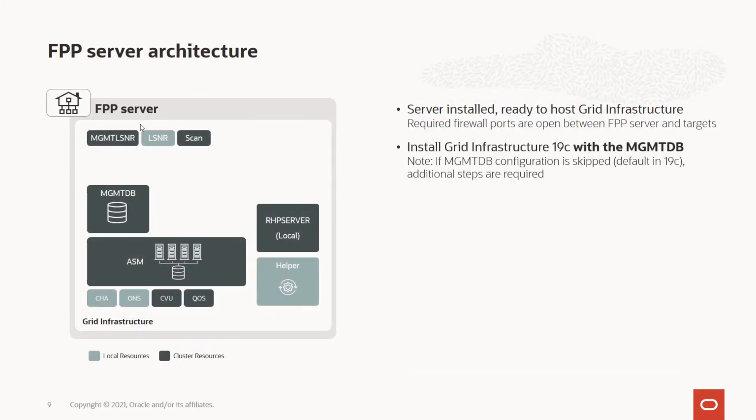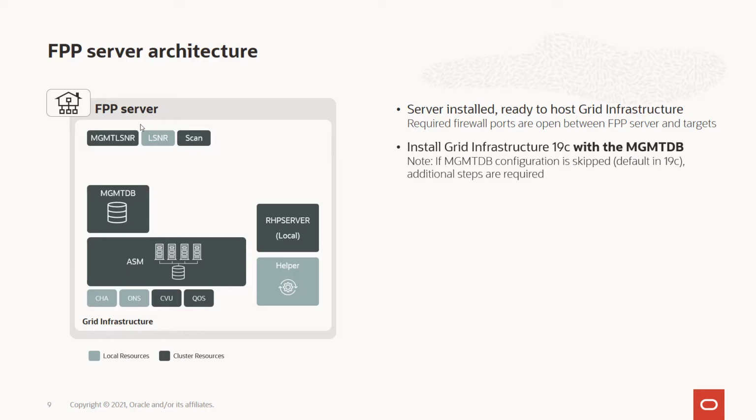So what's the architecture? FPP is based on grid infrastructure and is a component of Oracle grid infrastructure that you can enable when you have installed the grid infrastructure on the fleet patching and provisioning server or cluster. We can provision the FPP server on a single node if you want to start simple, but we do recommend to install the FPP server on a cluster so that you have the high availability that you have out of the box with grid infrastructure. So in order to install it, you have to install grid infrastructure and open all the required ports and configure grid infrastructure with the management repository.